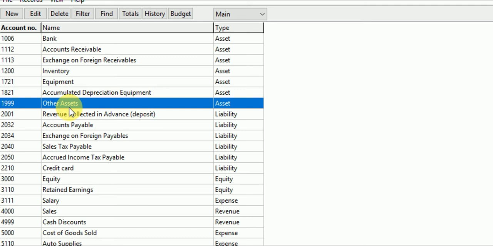Ano pa ang mga wala dito? Yan, mga foreign currency on hand. Usually pag meron kang foreign currency na held offshore, nilalagay mo din yan diyan.